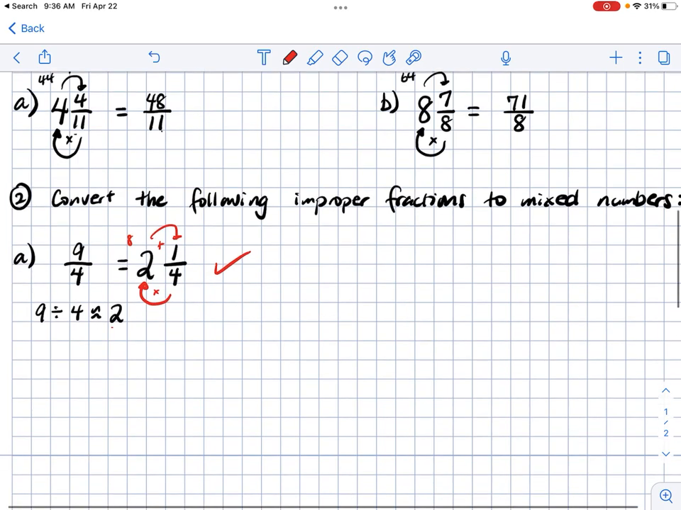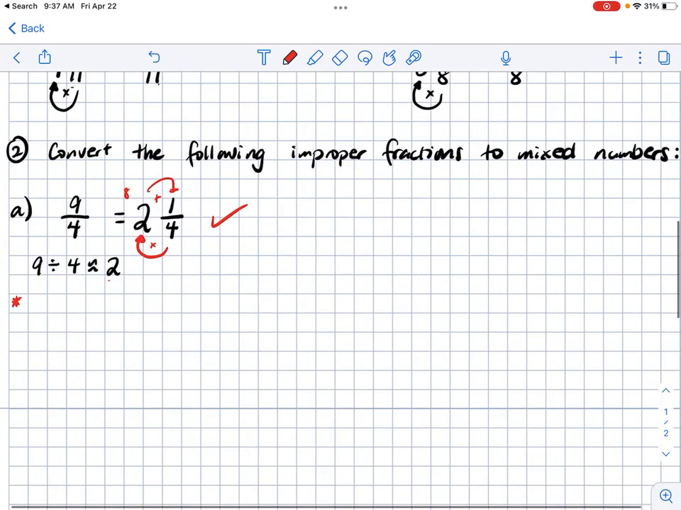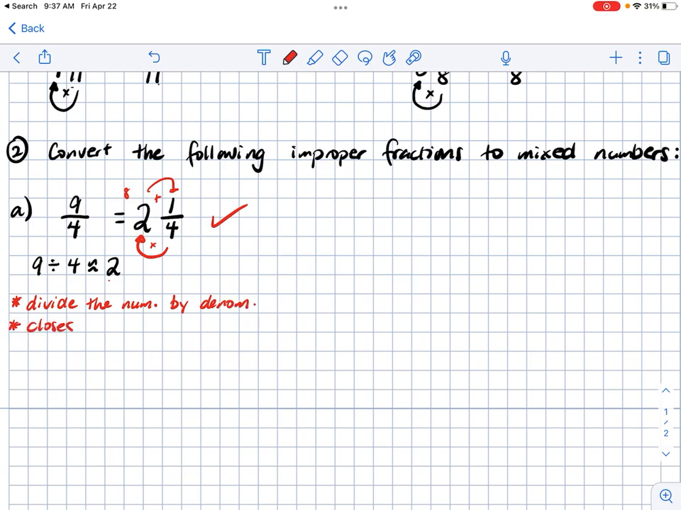Okay, so again, I'll jot this down just so you remember. So again, when you're converting improper fractions to mixed numbers, you divide the numerator, I'll abbreviate, by the denominator. The closest whole number, without going over, becomes your whole number in the mixed number. And then the remainder is the numerator in the fraction.